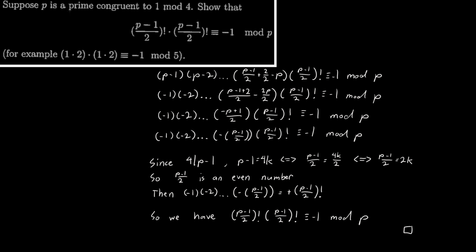And just a side note, if we were to suppose instead that p is a prime congruent to 3 mod 4, then we'd have sort of the inverse. We'd have ((p-1)/2)! times ((p-1)/2)! congruent to 1 mod p, because at the end here, we would have (p-1)/2 being odd, so an odd amount of numbers between 1 and (p-1)/2. So that would actually multiply out to -((p-1)/2)!. And we can multiply both sides of the congruence by -1.